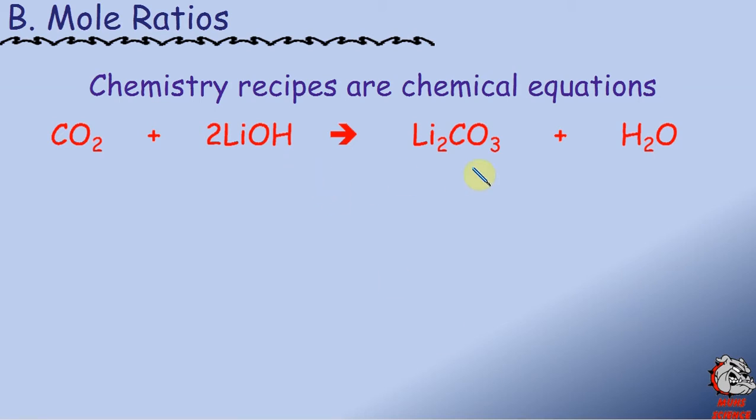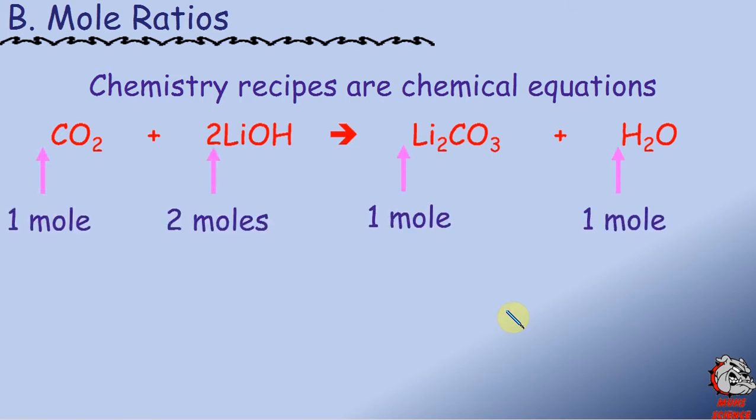And so on this chemical equation that's balanced, what I have here is indicators of how many moles of each substance and product that I either need or make. And so I have 1 mole of carbon dioxide. Remember, the 1 is never written as a coefficient in front, just having the chemical formula is sufficient. And 2 moles of lithium hydroxide, and 1 mole of lithium carbonate, and 1 mole of water. And I can write something called a mole ratio.